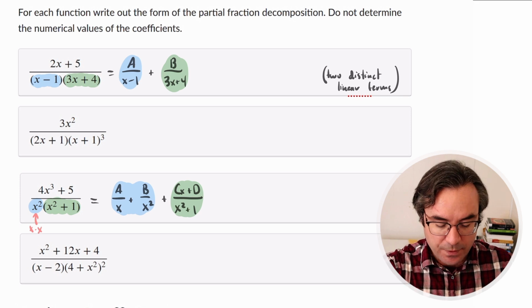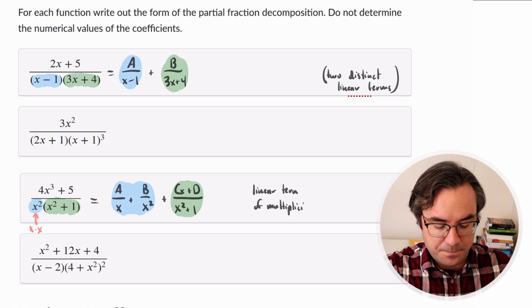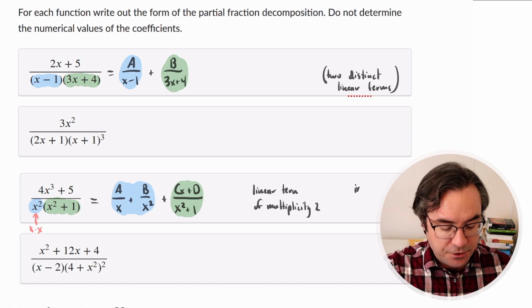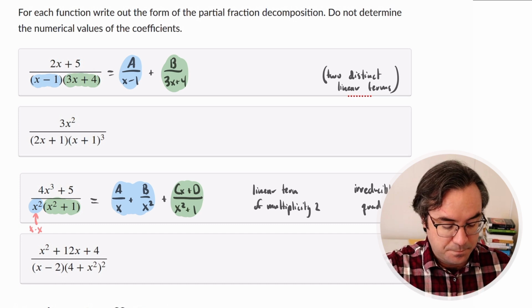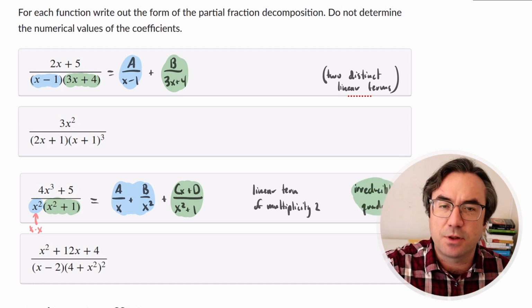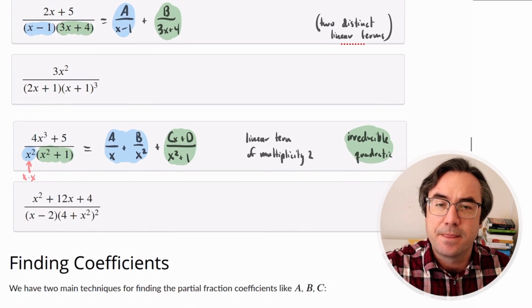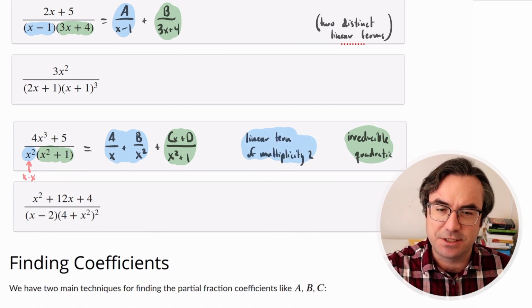So in this example, what we have is we've got two things. We've got a linear term of multiplicity 2, and we've got an irreducible quadratic of multiplicity 1. So our irreducible quadratic was that x squared plus 1 term. Can't factor it any further. And the linear term of multiplicity 2, that was the x. So it gets two separate fractions there.